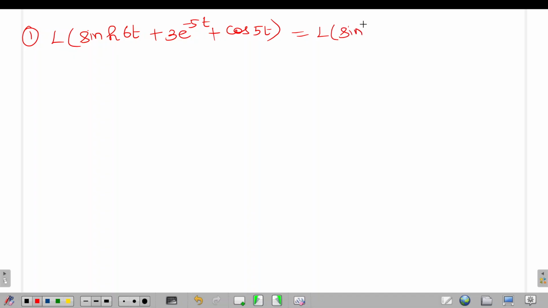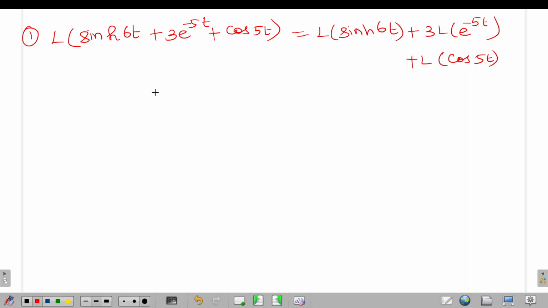Now let us solve some problems. Let us find the Laplace transform of sinh 6t plus 3 times e to the power of -5t plus cos 5t. Using the linearity property, we have the Laplace transform of sinh 6t plus 3 times the Laplace transform of e to the power -5t plus the Laplace transform of cos 5t.